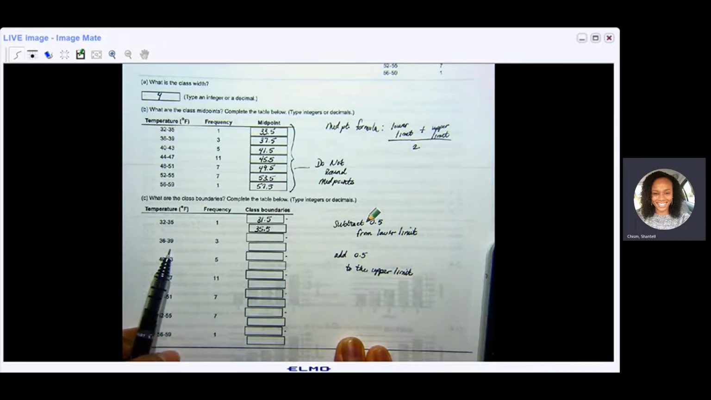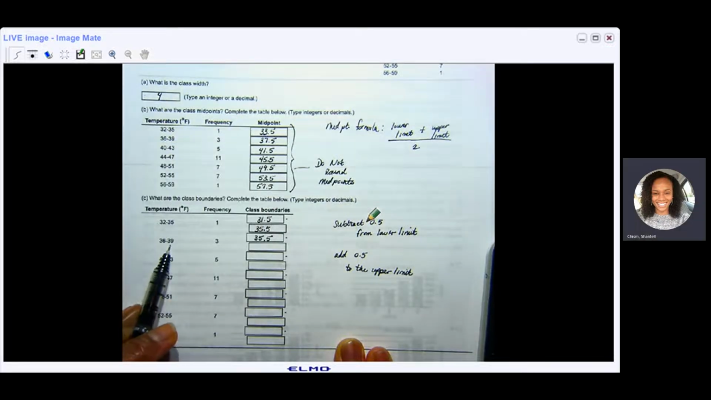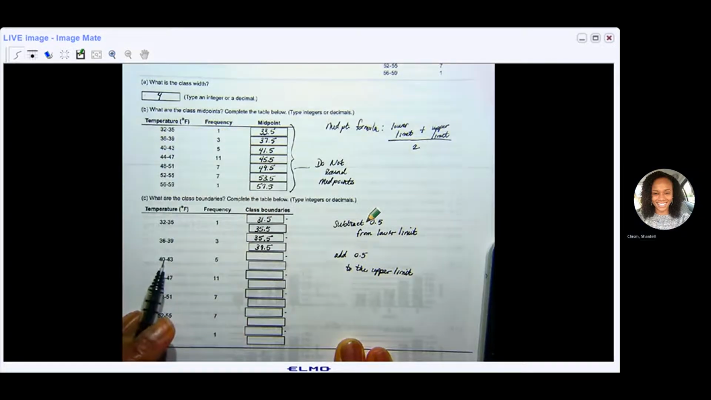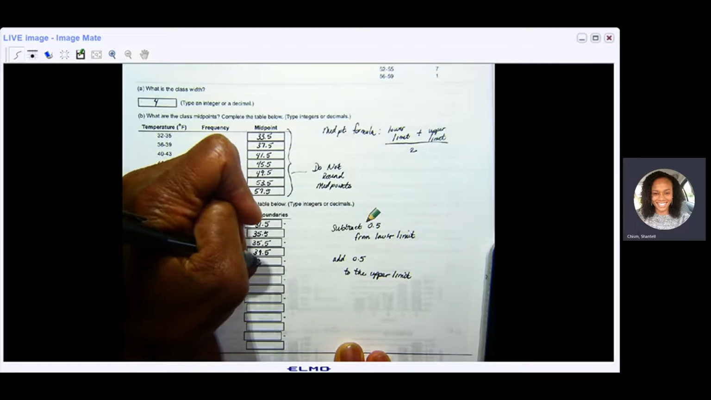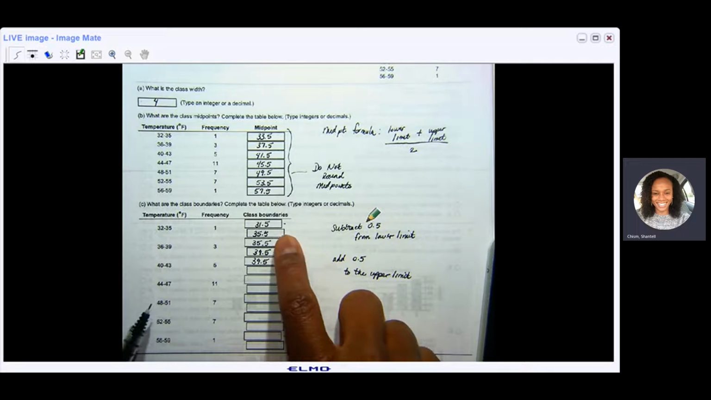Okay? Then you have the next one. You will subtract 0.5 from 36. That gives you 35.5 again. Add 0.5 to the 39, you get 39.5. Subtract 0.5, you get 39.5 again. Are you seeing how every time you subtract and add, you get the overlap where one class ends, the next class begins with the boundaries?